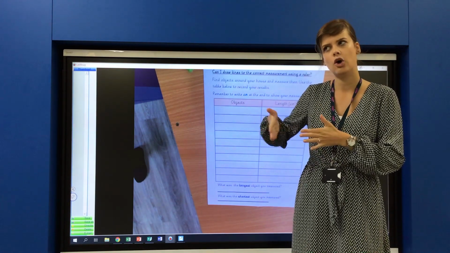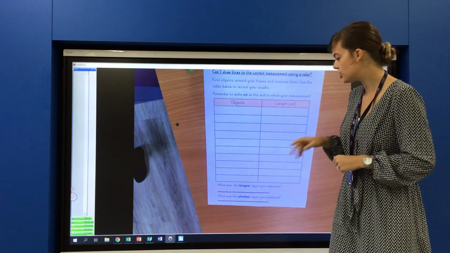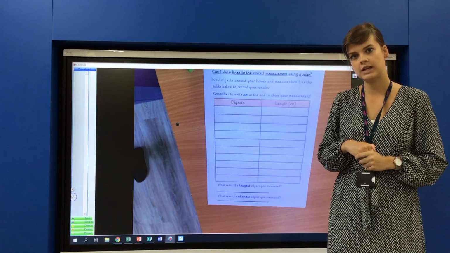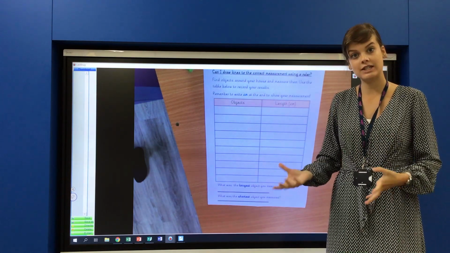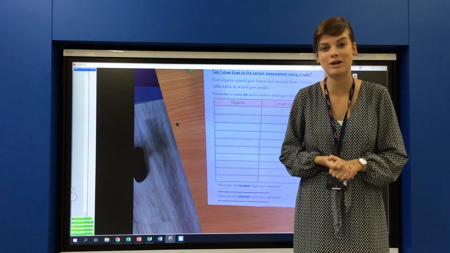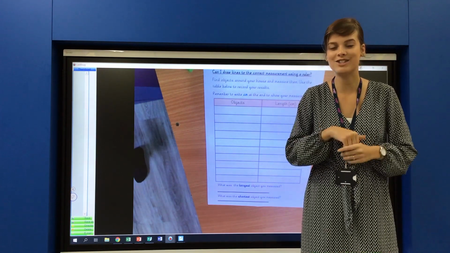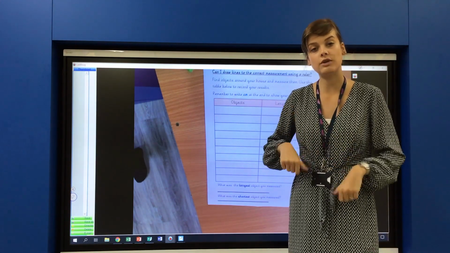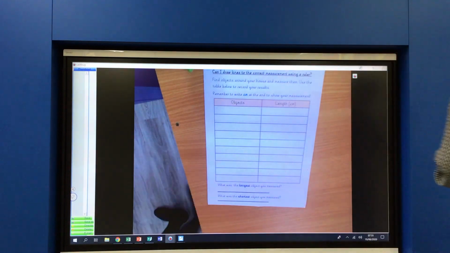It didn't quite get up quite high on the ruler. So that's the one that's the shortest. Now, if you have got that sheet, please go away and have a hunt around your house now, and you can stop the video, and I'll see you tomorrow. But if you haven't, we're going to take a look at your sheet today.